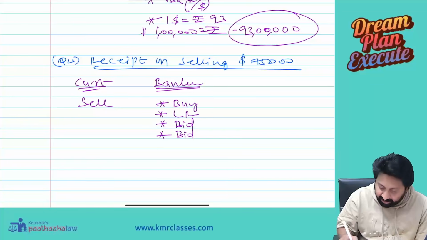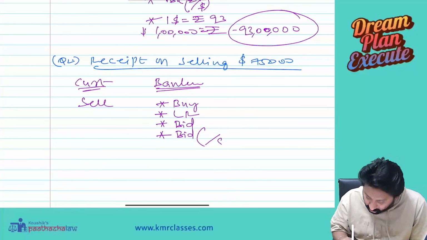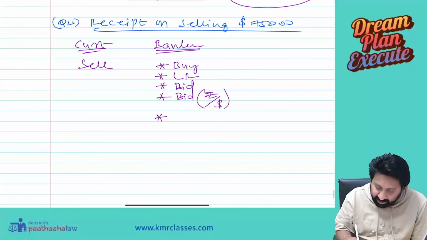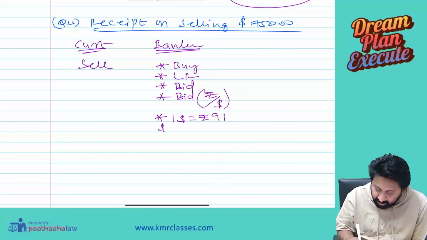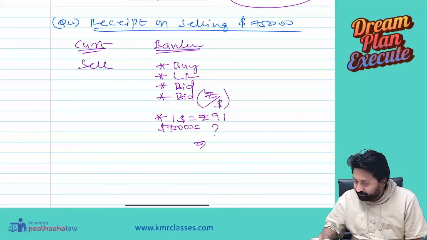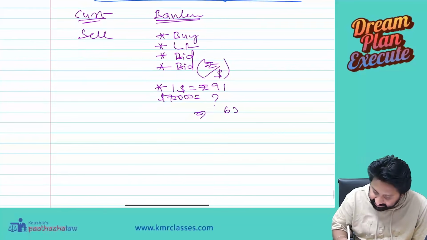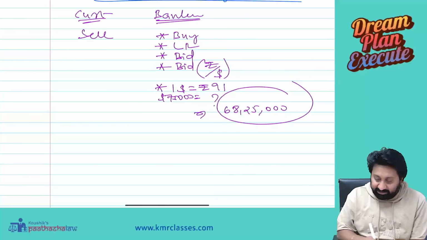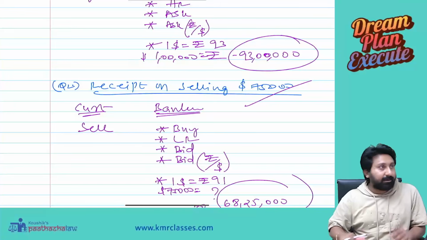Given the quotation, the required quotation is the bid, since the banker is buying dollar for rupee. What is the bid rate? $1 equals rupees 91. How many dollars do you have? 75,000. How much? 75,000 into 91, 68 lakh 25,000 is the answer. This is the receipt if I sell $75,000.